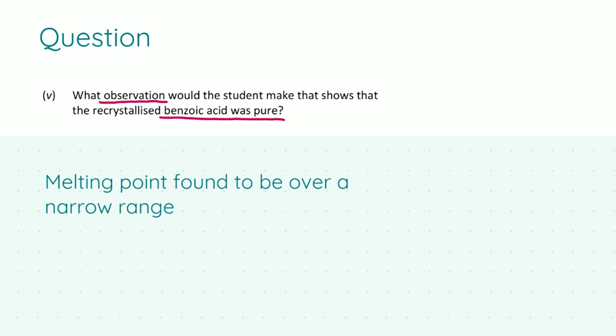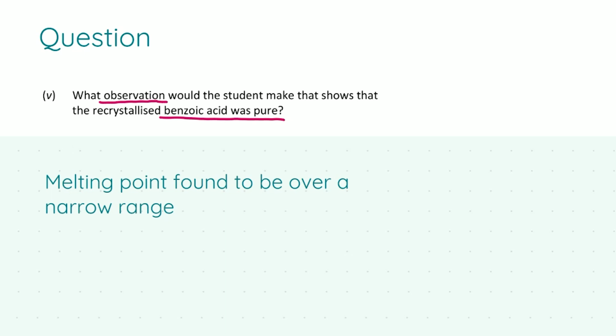So if you imagine the benzoic acid is pure and the crystals are all just benzoic acid, all the substances are going to have a very similar melting point. Well, it should be nearly the same. There's always going to be small impurities in there, but the benzoic acid will be nearly pure, or pure in this case, so it'll be a very small range.